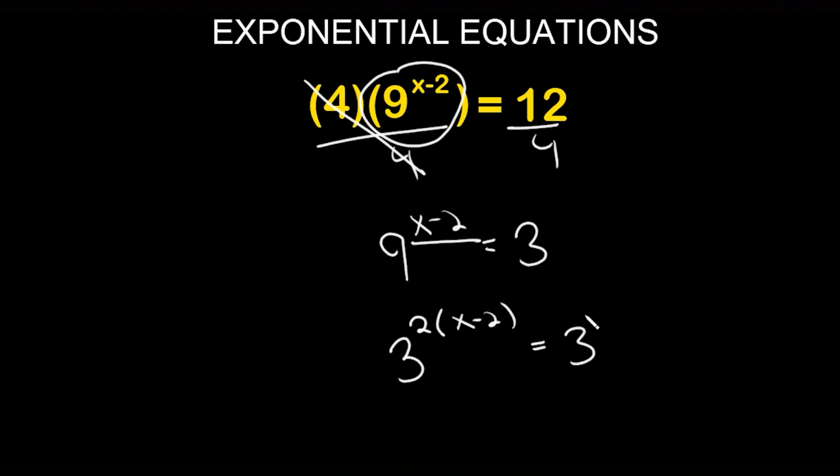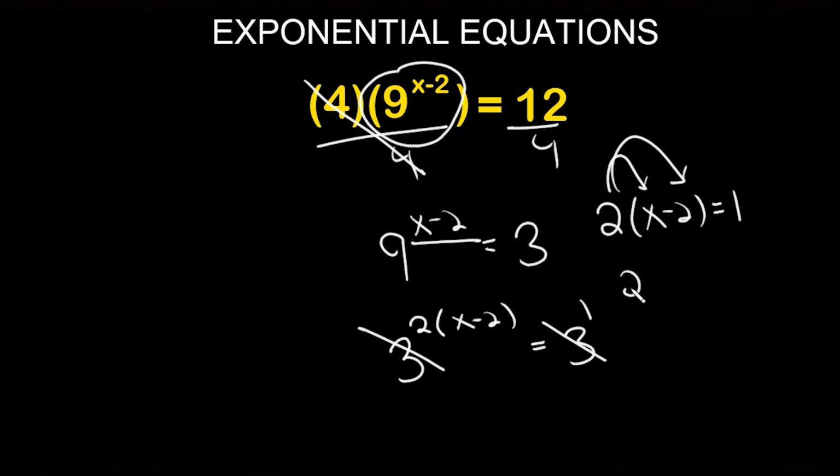Now really this 3 has an exponent of 1. So I'm going to go ahead and write that in, that way we can see it. So now the 3's will cancel, and I'm going to be left with 2 times x minus 2, equal to 1. Now all I have to do is solve for x. I get 2x minus 4 equal to 1. Now I have to add 4 and divide by 2. So adding 4, I'll do 1 plus 4, I get 5. And then divide by 2, I get 5 over 2. So my final answer here is going to be x is equal to 5 over 2.